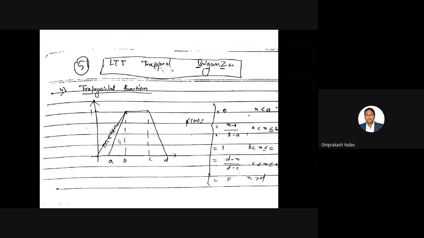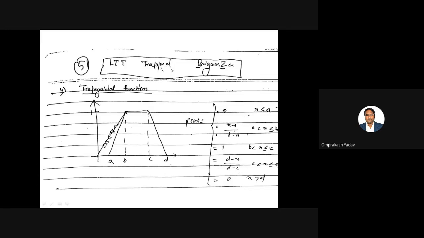Then the equation for this particular line will be x minus a divided by b minus a, and you can write the limit x is in between a and less than or equal to b. Then there is a constant parallel line, right? So this is straight away equal to 1, and the limits are b to c.